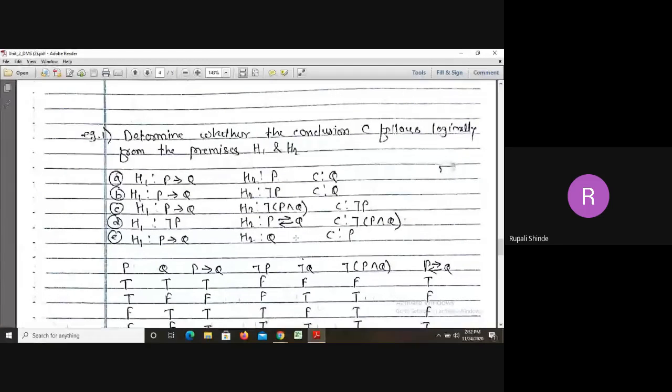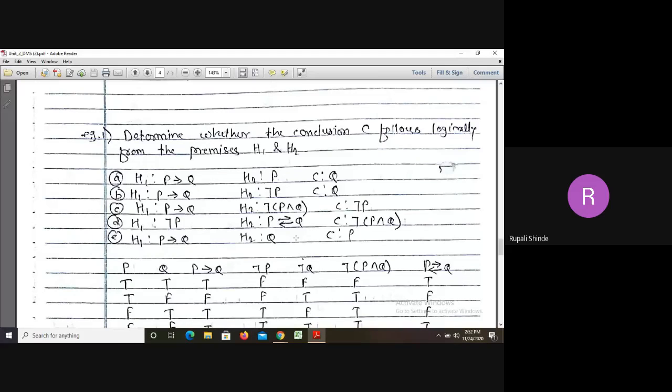H1 and H2 are given as negation P and P conditional Q. And conclusion C is negation of P and Q. So again, here two variables are there, which we have taken as P and Q. Then negation P we have to take. Then P conditional Q. Then we have to take the conjunction between premises as negation P and P conditional Q. Then we have to check for conclusion C, and that is negation of P and Q.